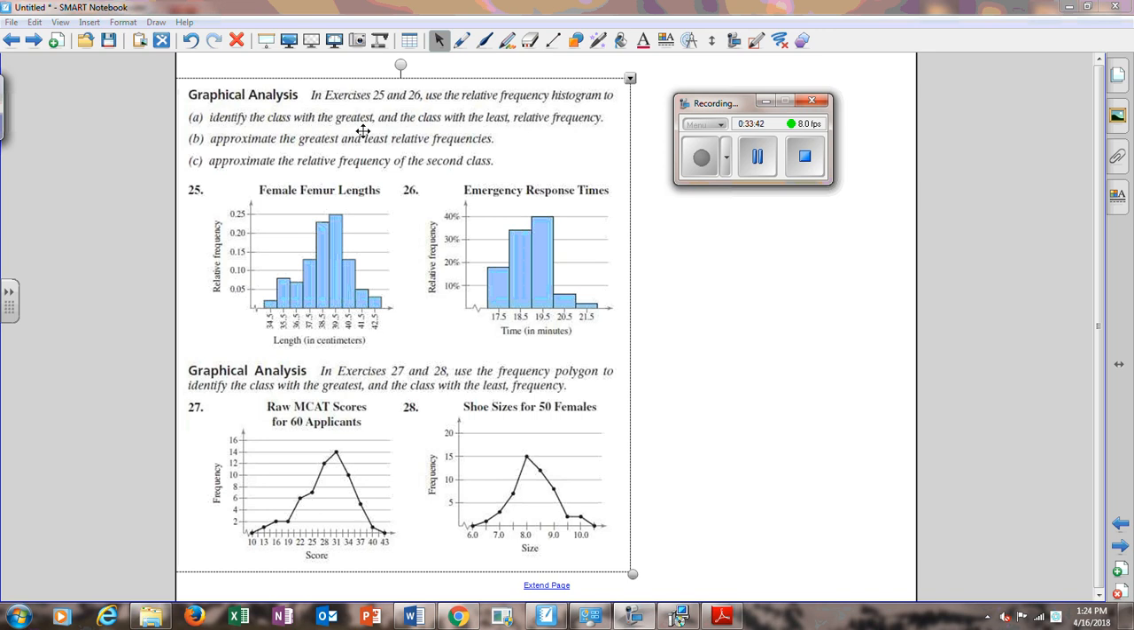Part B, approximate the greatest and least relative frequencies. So our greatest relative frequency is about 0.25. The least relative frequency is, I would say, 0.01 or 0.02. Part C, approximate the relative frequency of the second class. So we go over to the second class and approximate that. Say it's about 0.08.